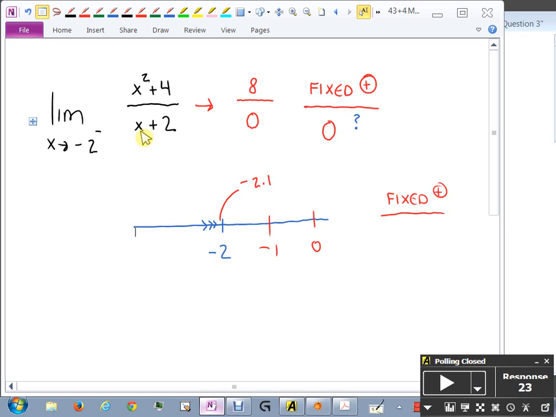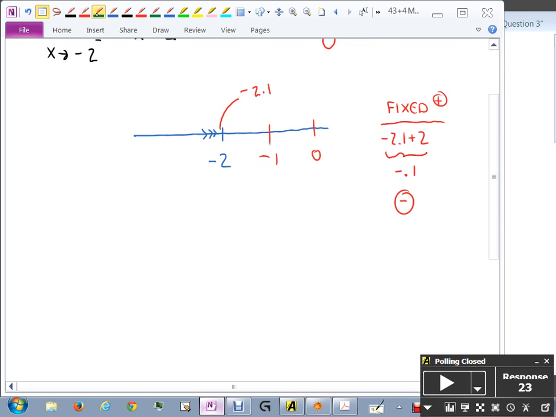what is negative 2.1 plus 2? Negative 0.1. This right here, just the bottom, becomes negative 0.1. So what are we getting there? Negative number. And that should always be the case, right? Even if I get closer and closer, this should keep happening.